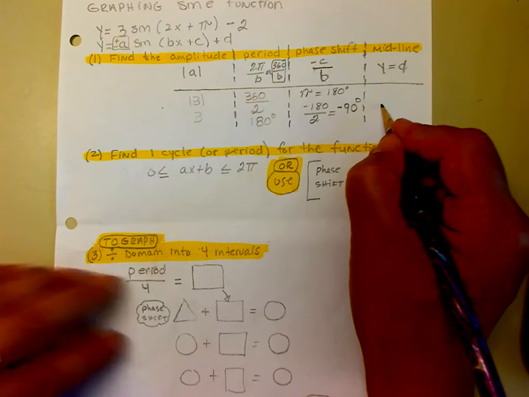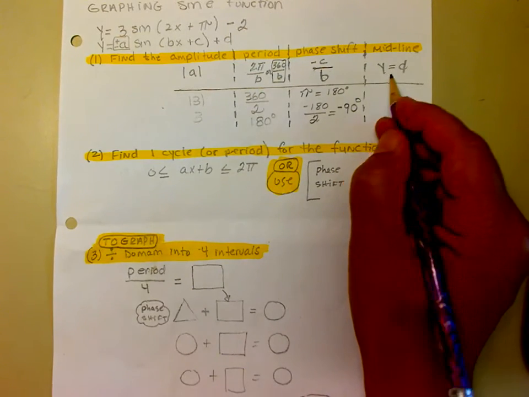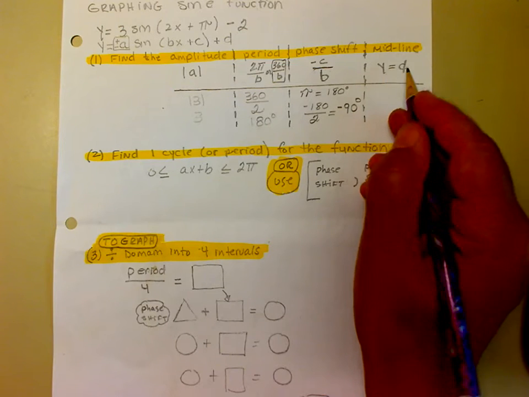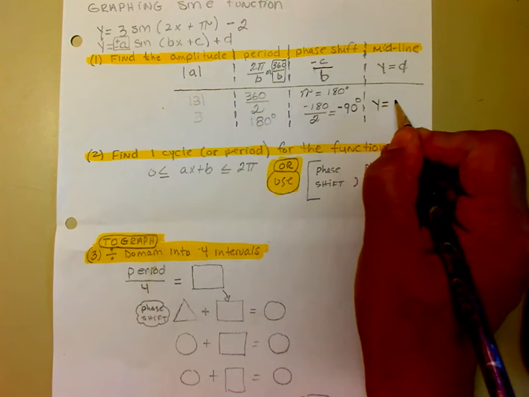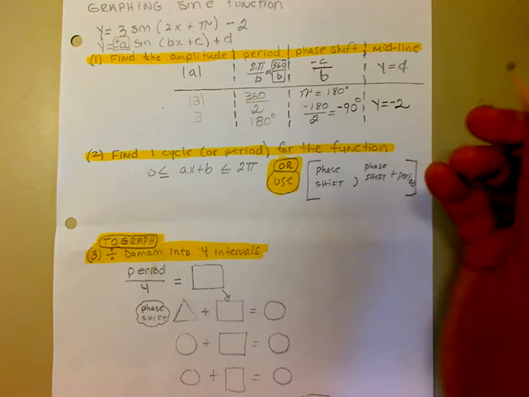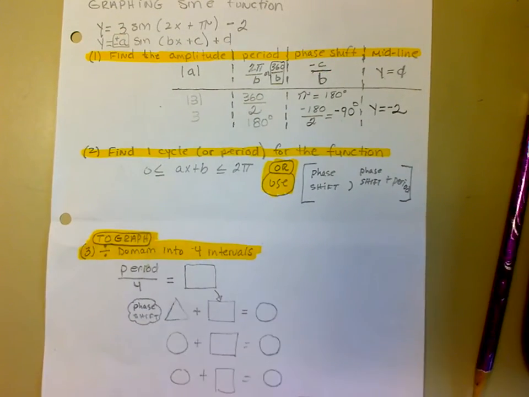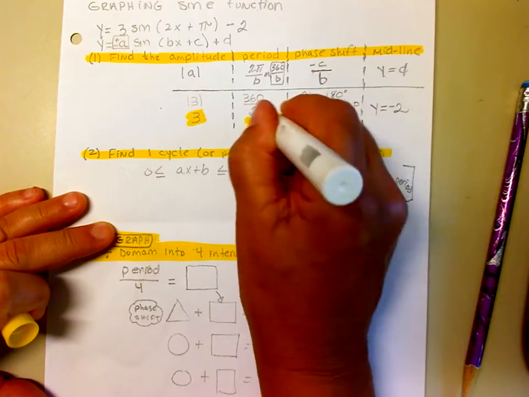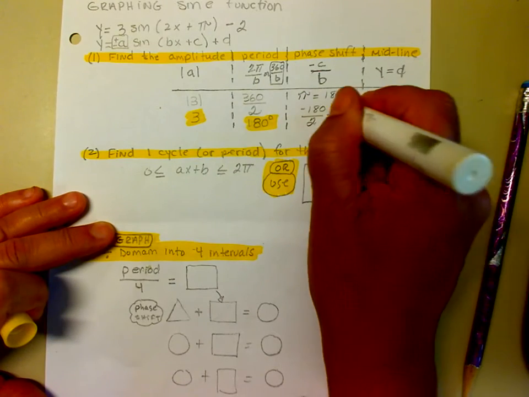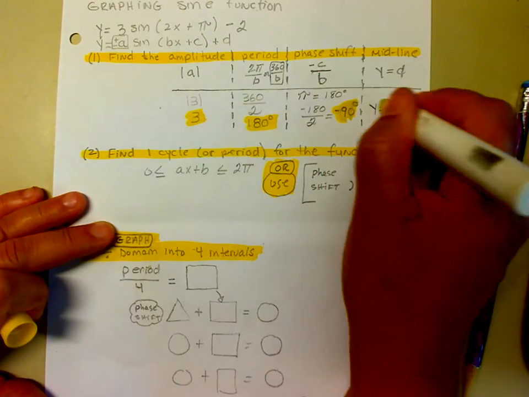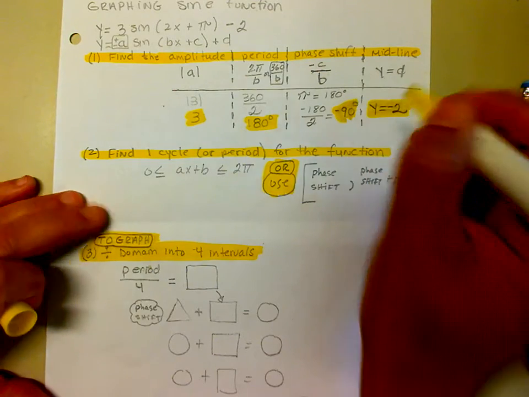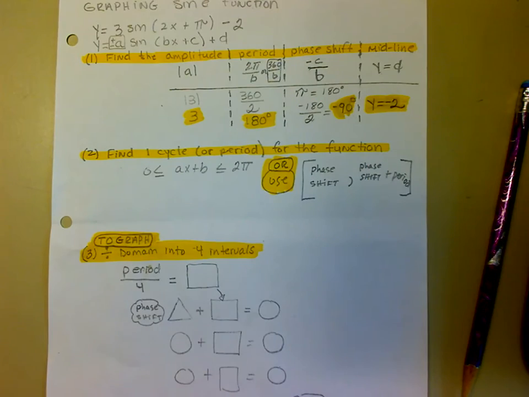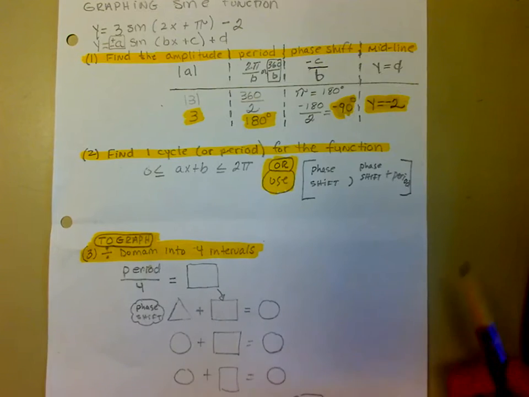The midline of the function is the line where y equals d. So in this case, it would be y equals negative 2. Using these values, which I will highlight, its amplitude, the period, how long it completes a cycle, the phase shift, and its midline will aid us in graphing this sine function.